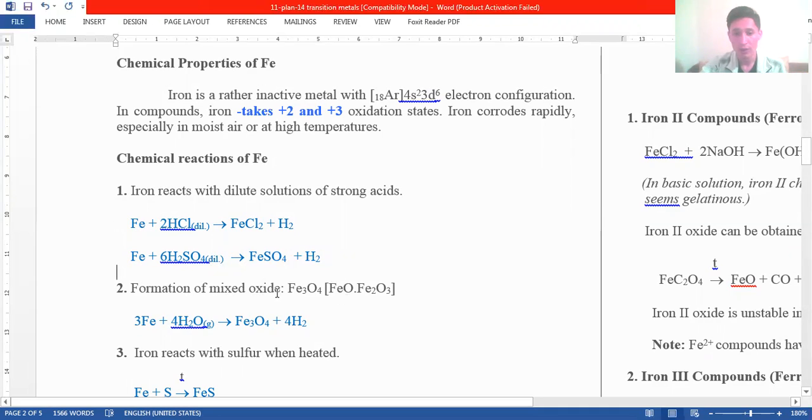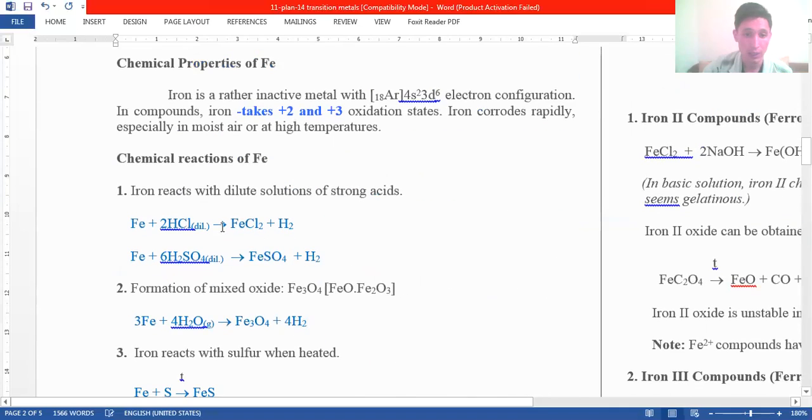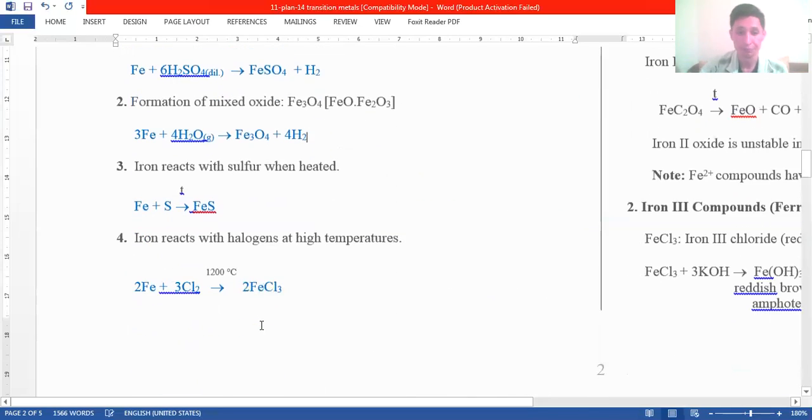And formation of the mixed oxide, for example, iron plus water produces Fe3O4. It is a mixture of the two oxides, iron(II) and iron(III). Understand? Okay. Please pause the video and write these blue colored ones, this one also, and this one also, in your notebook.